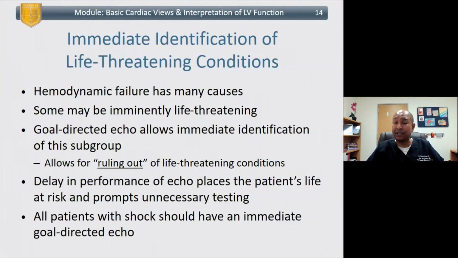So many of these views that they're going to ask you on the critical care boards are to identify immediate life-threatening conditions. So many of these are going to have hemodynamic failure. Some can be imminently life-threatening. Some will be talking about using a goal-directed echo to immediately identify certain types of pathology. Once again, ruling out pericardial tamponade is a classic example.